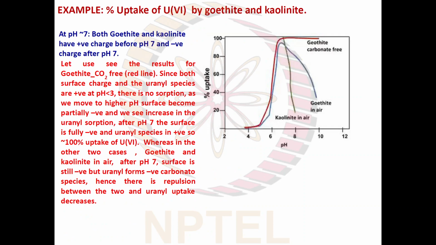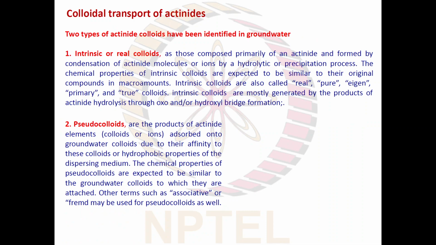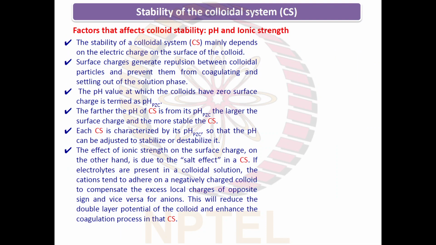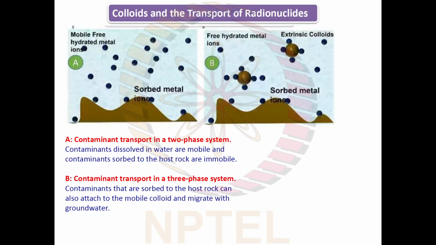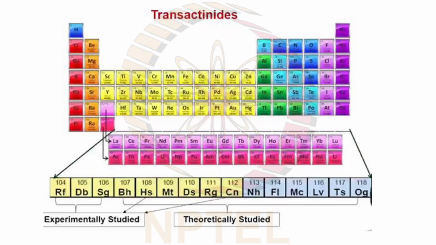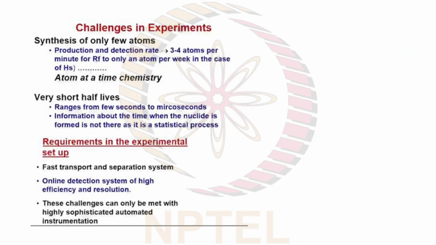And then uptake of uranium-6 by goethite or kaolinite, and the effect of humic acids on adsorption of trivalent lanthanides, etc. Now, colloidal transport of actinides: intrinsic or real colloids, pseudocolloids, factors that affect colloid stability, and formation of colloids and their studies. Colloids and the transport of radionuclides, contaminant transport in a two-phase system, contaminant transport in a three-phase system.